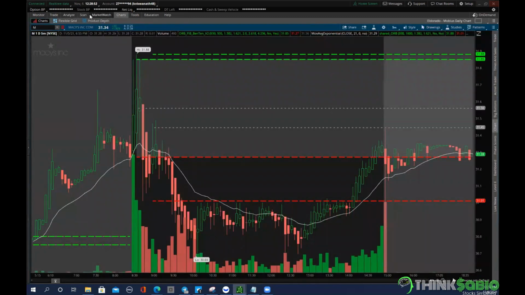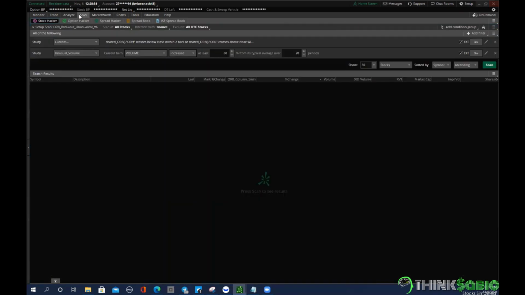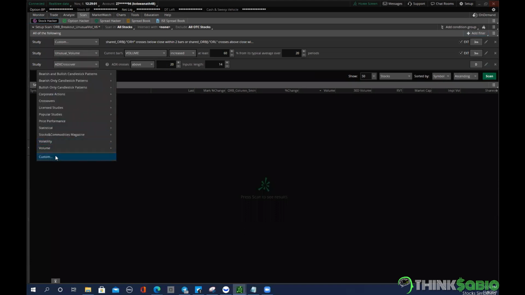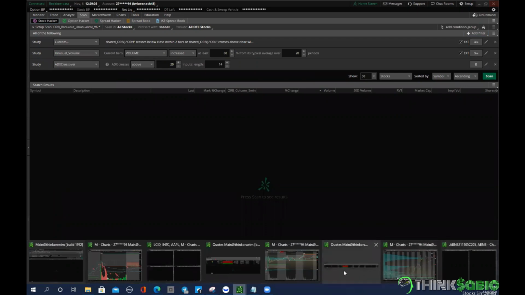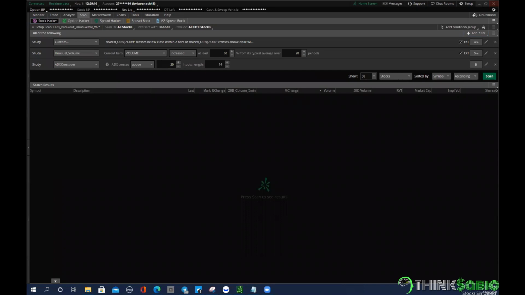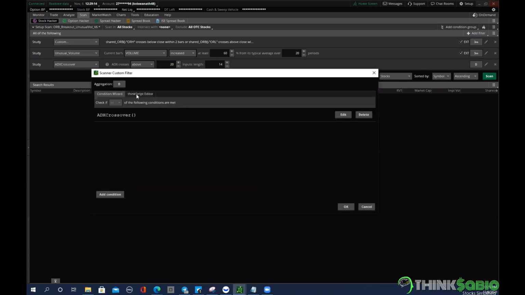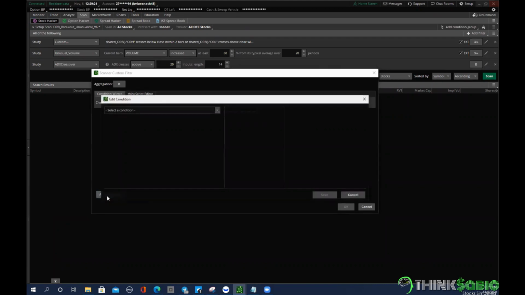So how do you do the scanner is you go to this scan page, and then add a filter, and then click study, and then go to custom, and that went to a different screen. I think, let me see where that went. Okay, it is here. So let me bring it here, and then you delete this, then you add a condition, and then you can select the condition.